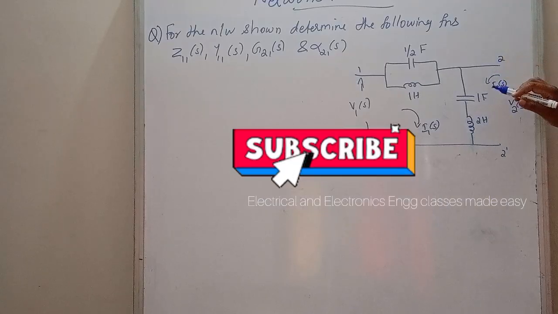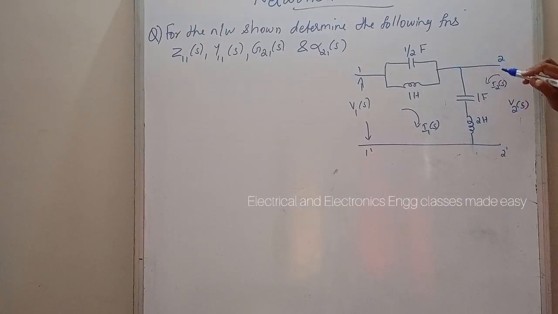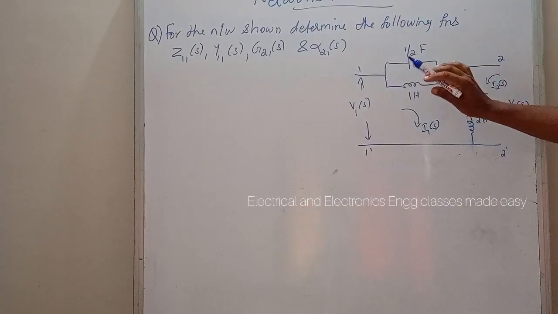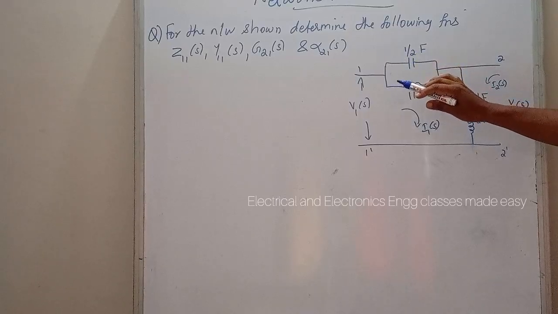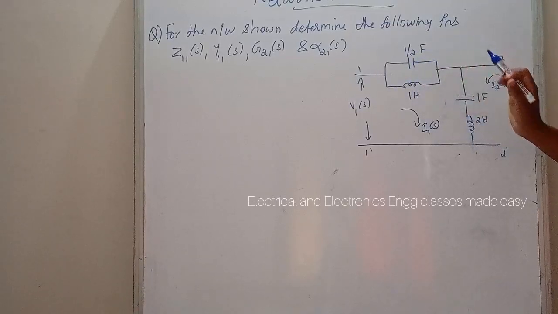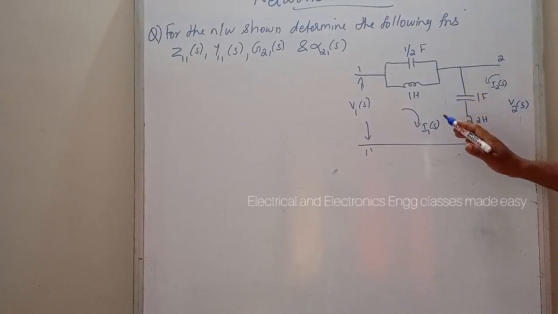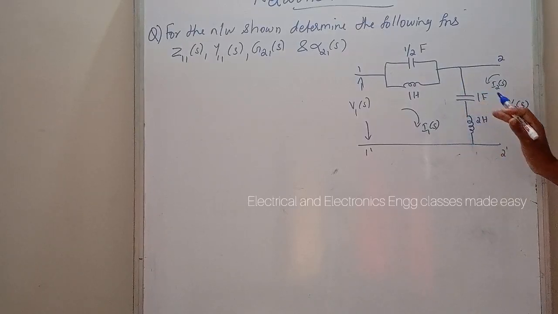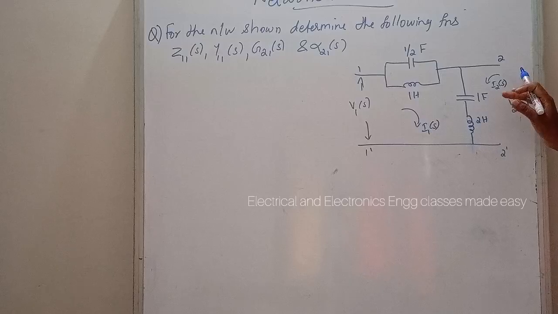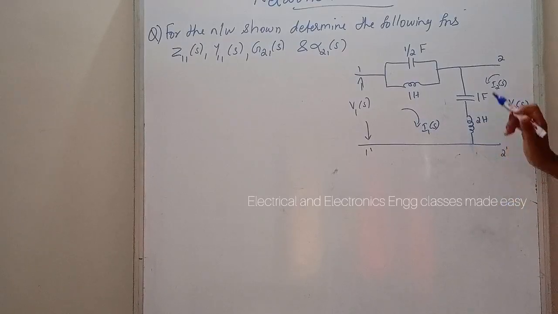Let us do another problem. For the network shown, determine the following functions: Z11 of s, Y11 of s, G21 of s, and alpha 21 of s. So this is the given circuit, and here these are in time domain. So we have to convert into s domain functions.